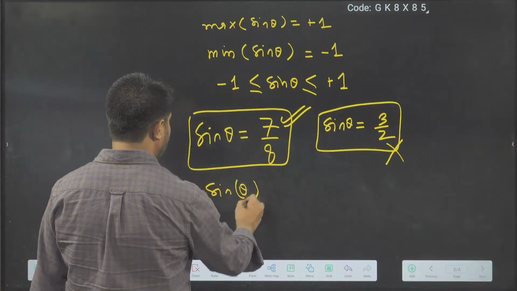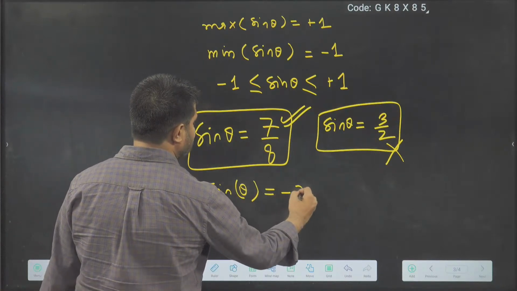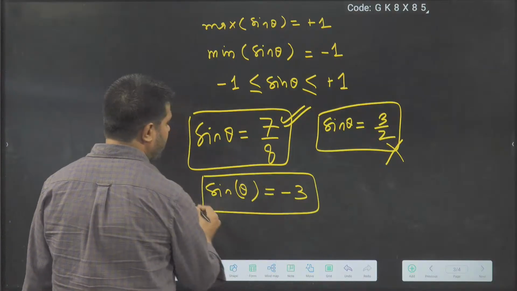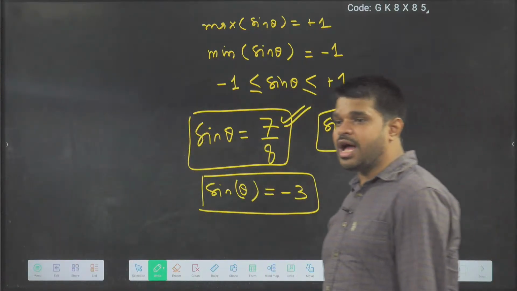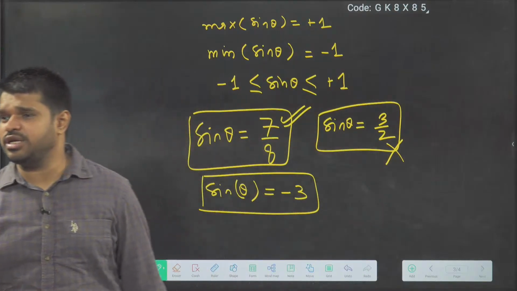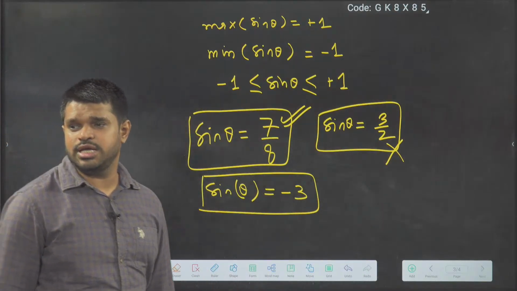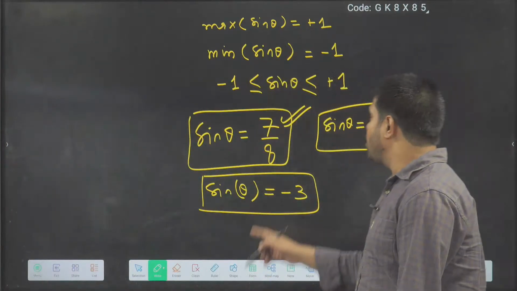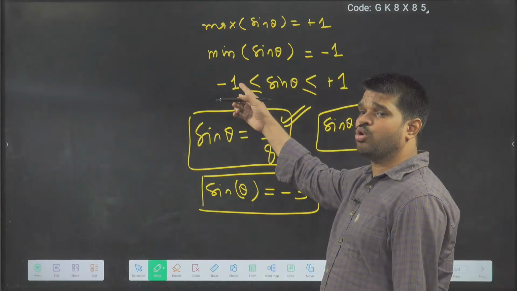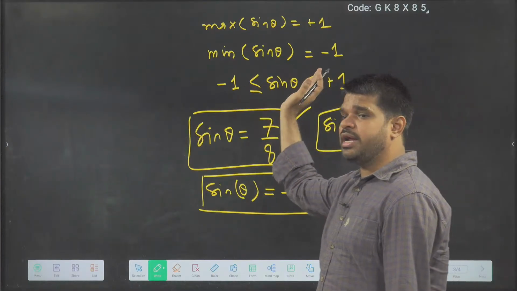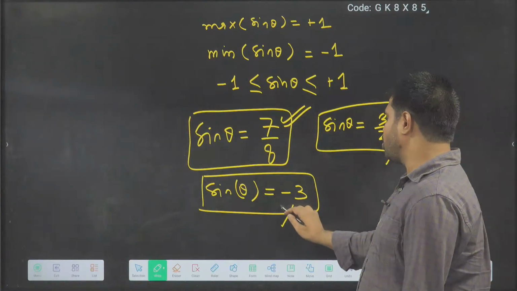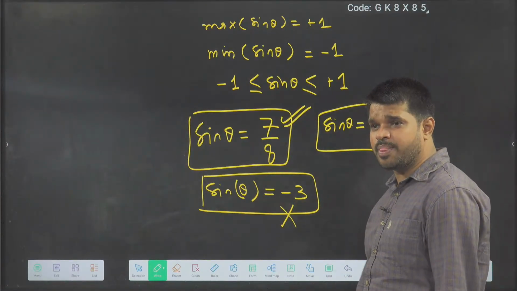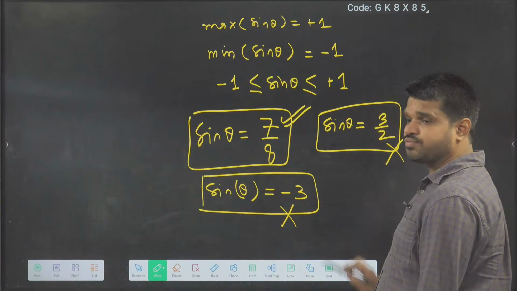Sine theta is equal to minus 3. Correct or incorrect? Yes, it is also incorrect, because sine theta can only go down to minus 1. It cannot go beyond minus 1. So it is wrong, not possible. Now next, you answer.